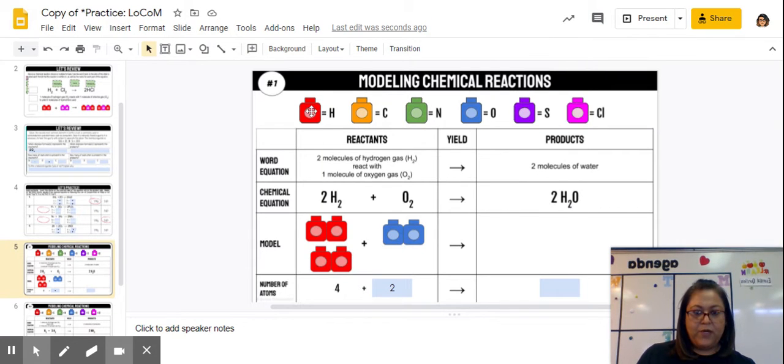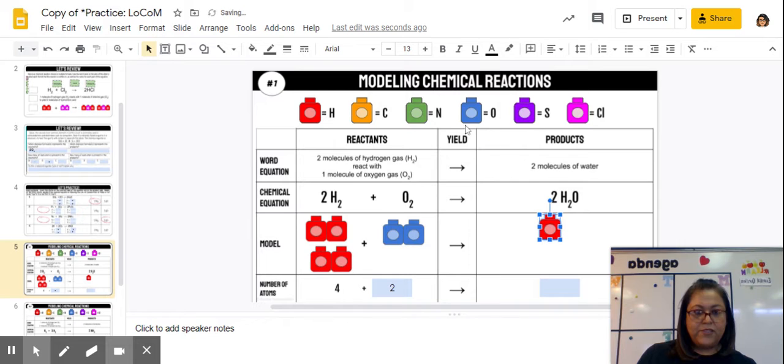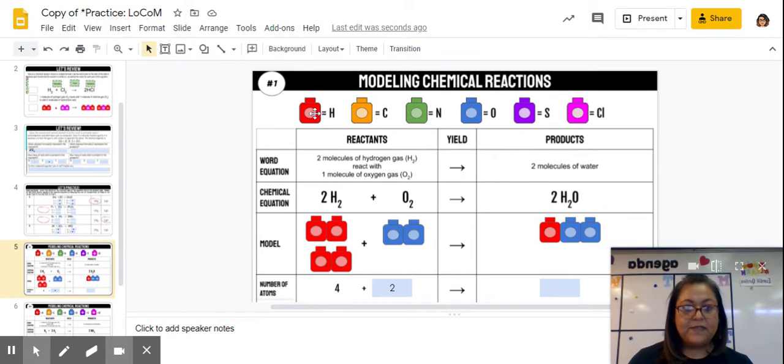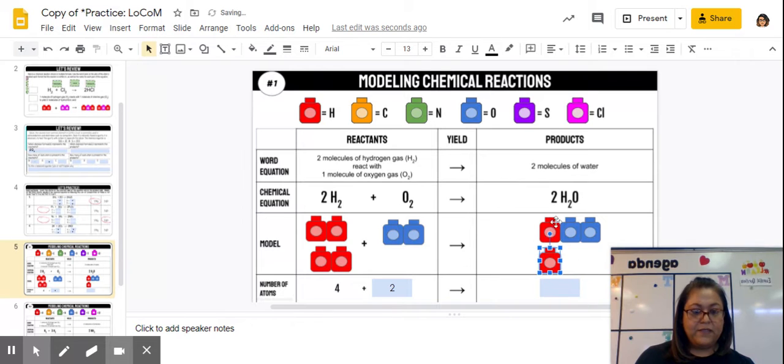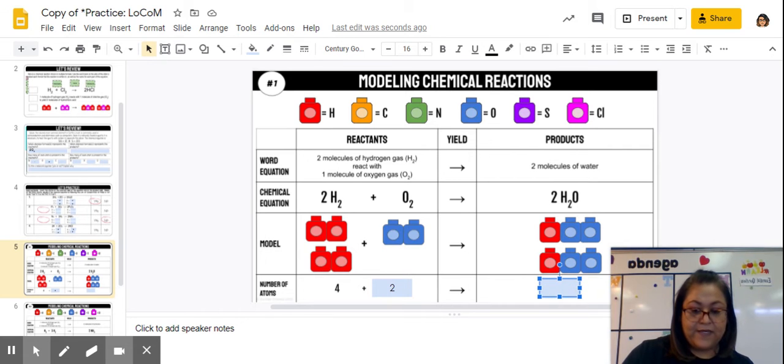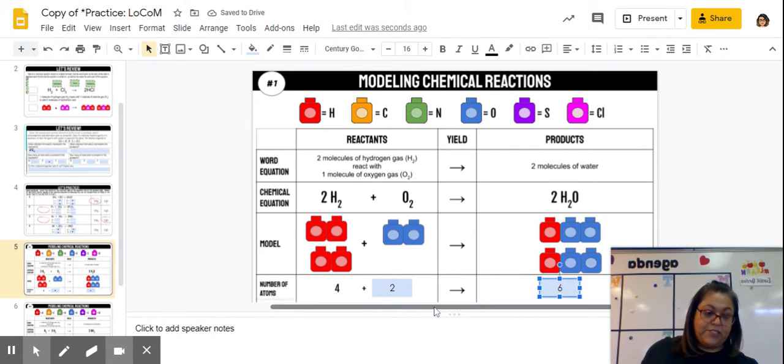So H2O would be 1 oxygen, 2 hydrogen, and they need to be touching because they're a compound, but I have 2 of them. So I have to build another one. So now I have 2 water molecules. And if I count up 1, 2, 3, 4, 5, 6, I have 6 total atoms, which makes sense because 4 plus 2 is 6.